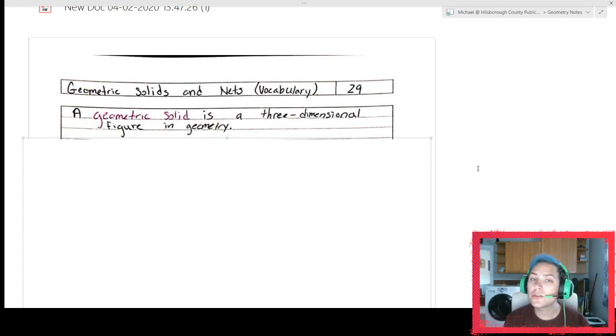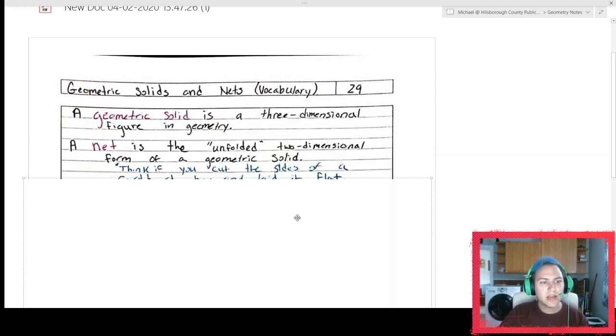We'd call a two-dimensional shape a polygon. Well, if I want to talk about a three-dimensional shape, we call it a geometric solid, or we could just say a solid. If I say a solid, you know what I'm talking about. The other important vocab word is a net.